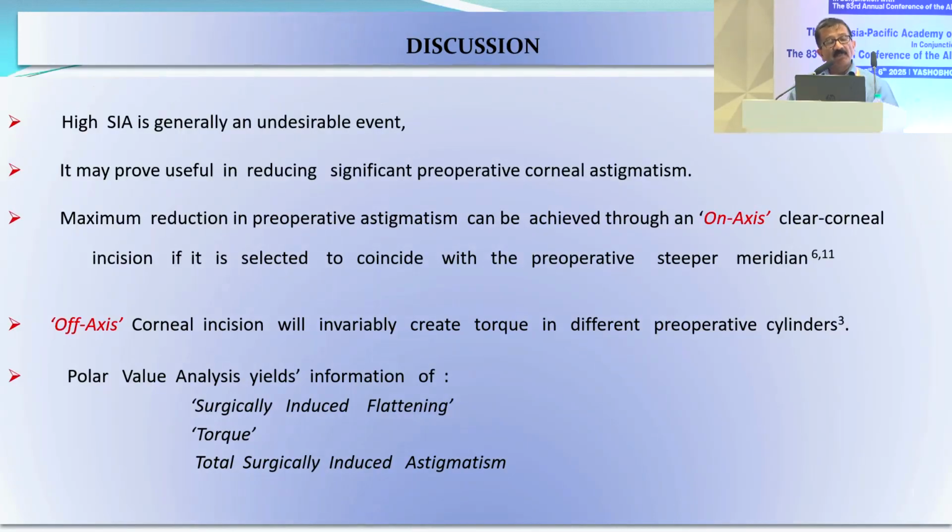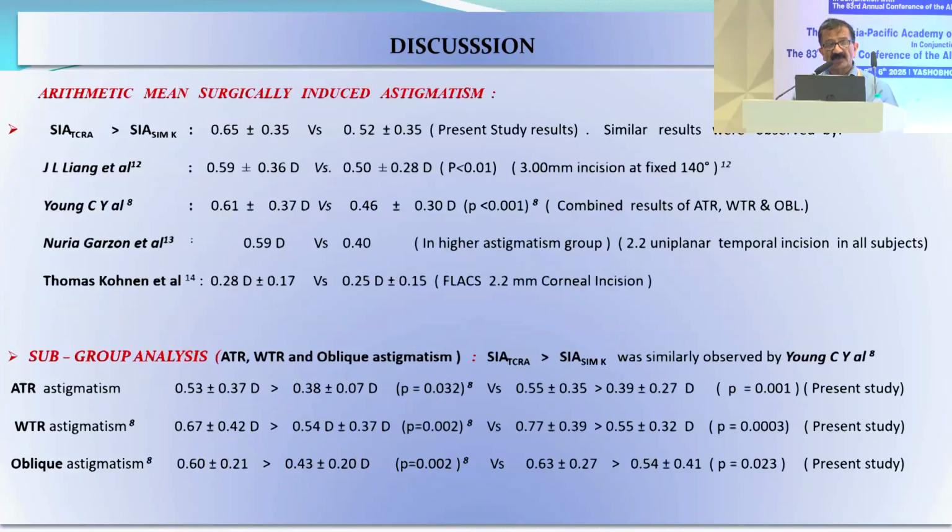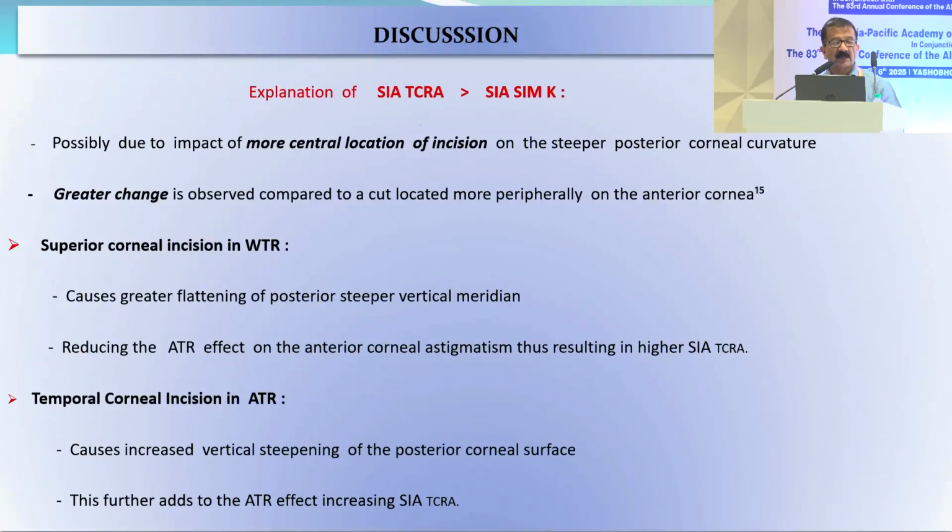Now, discussion. The high SIA is generally an undesirable element. It may prove useful in reducing significant preoperative corneal astigmatism. The maximum reduction in preoperative astigmatism can be achieved through an on-axis incision, or the preoperative steep meridian incision. The off-axis corneal incision will invariably create torque in different directions. Now, similar results to the present study were also observed by J. Liang, Yang YC, Nuria Gorzan and Thomas Cohen for the combined results, and for the subgroup analysis, it was in comparison with the Yang YCL study.